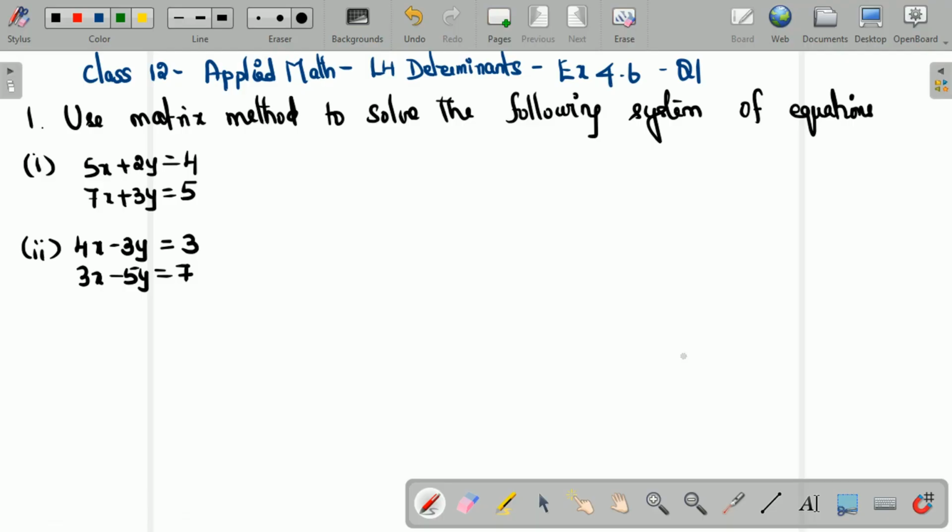In this video, let's find the solution for the first question in exercise 4.6. Using the matrix method to solve the following system of equations, there are two subdivisions. Let's take up the first one.